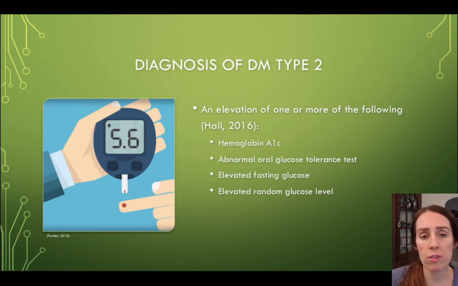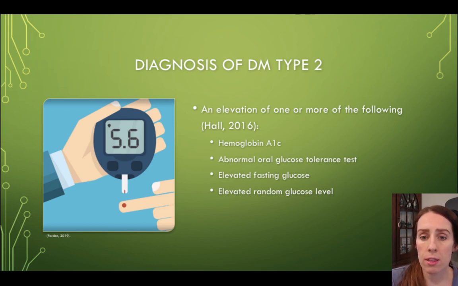So for a diagnosis of diabetes type 2, you need to have an elevation of 1 or more of the following. You can have an elevated hemoglobin A1C of greater than or equal to 6.5%. The hemoglobin A1C is kind of an estimate of the blood glucose levels for the past 3 months.